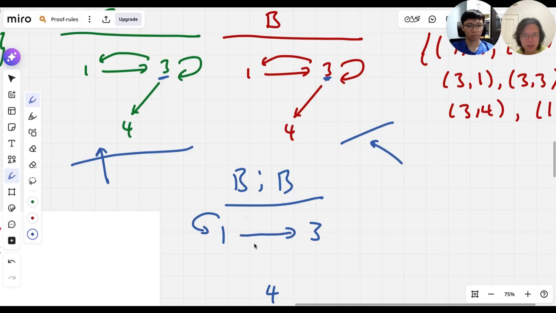What about 1 to 4? Is there a middleman from 1 to 4? There is, right? Which is also 3. So you take one step in this graph, then you take one step in this graph, right? So it looks like this. And you can work things out that way.